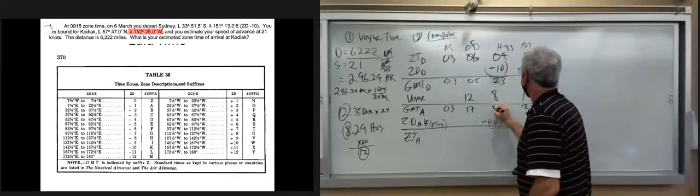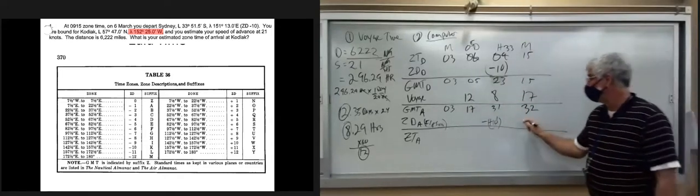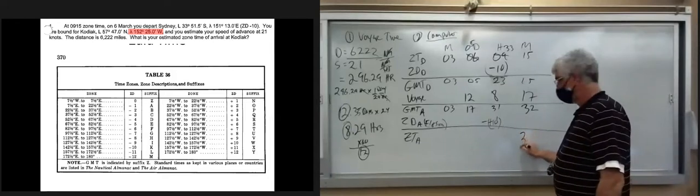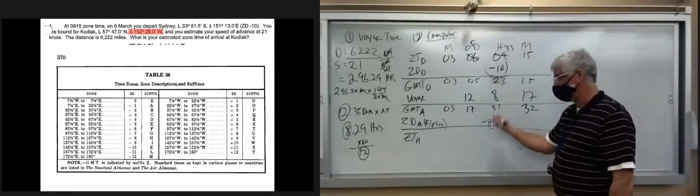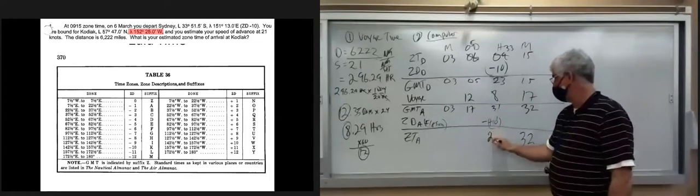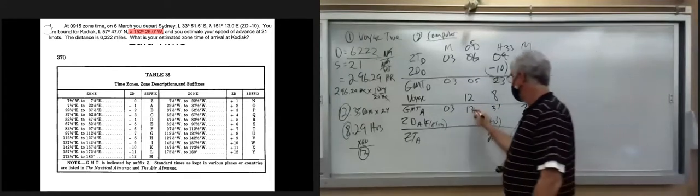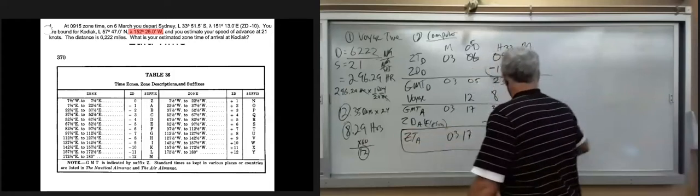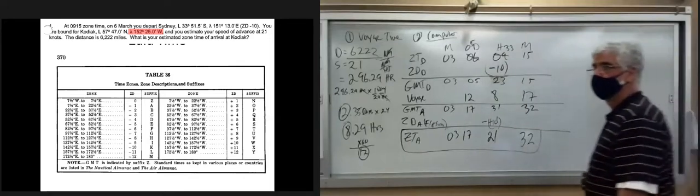So I'm going to leave this as 31, 17. What happens now? What's my last line? What's this going to be? 32. What's 10 from 31? 21. What's 17? 03. This is my arrival. Okay?